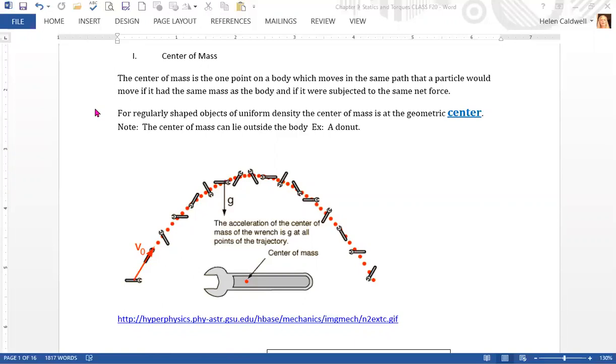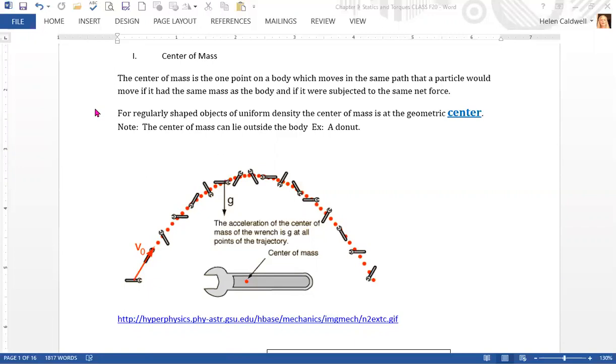Now, if you've got a regularly shaped uniform object, a ball, a square, a long skinny stick, like a meter stick, the center of mass will be at the geometric center of your object. It'll be at the physical center. If the physical center happens to be empty, that's still where the center of mass is. An example of this would be the donut. Unless it's jelly-filled, a donut has a hole in the middle. It is empty, but the center of mass for that object would be in the middle of the hole.